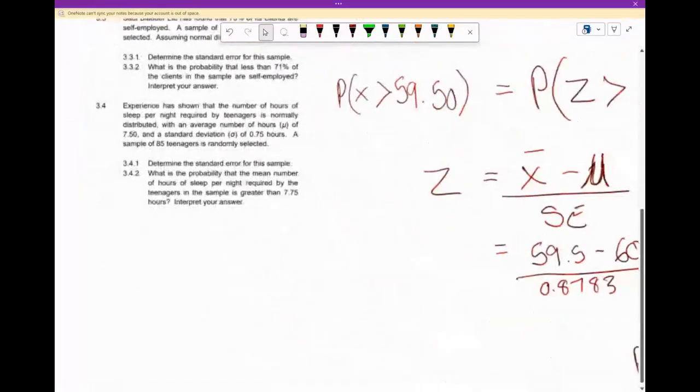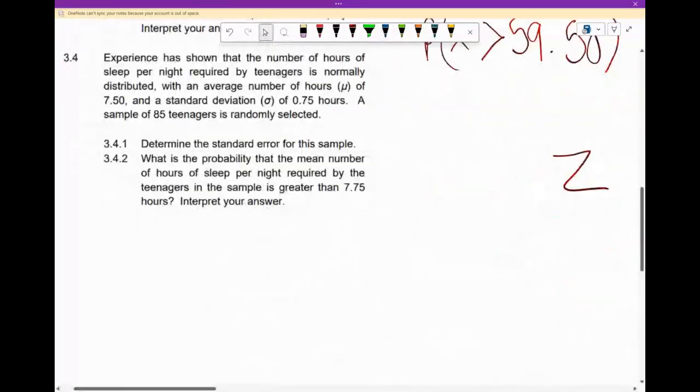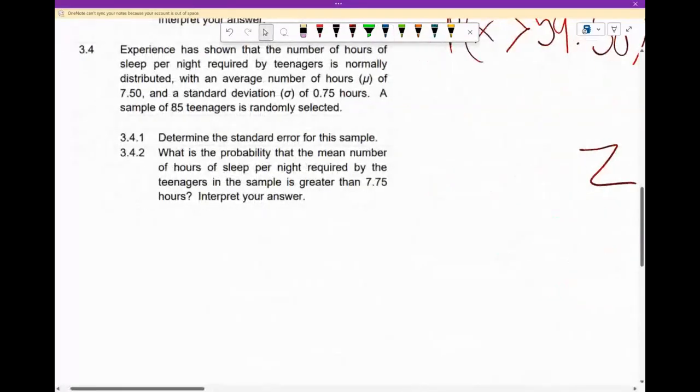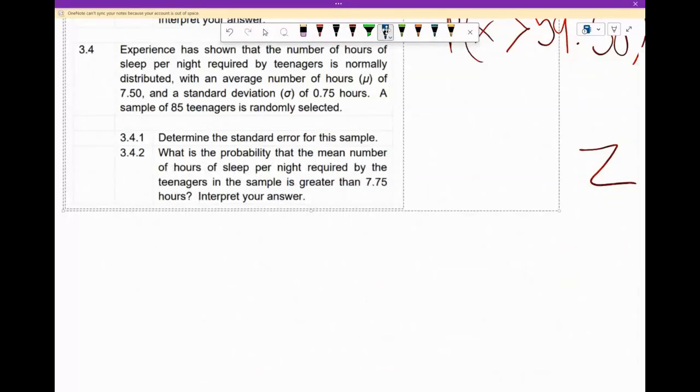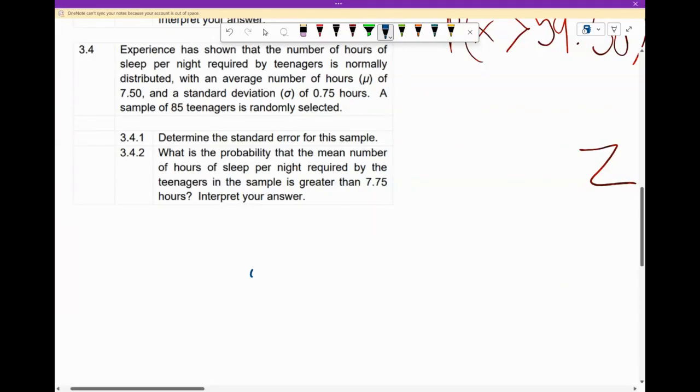So let's look at this. Let's change colors. So question 3.4, it says, experience has shown that the number of hours of sleep per night required by teenagers is normally distributed. Guys, everything we're doing, we are only able to do it because we're assuming that the data or the information given to us is normally distributed. If they say it's not normally distributed, you're going to have to find some other way of getting to your answers.